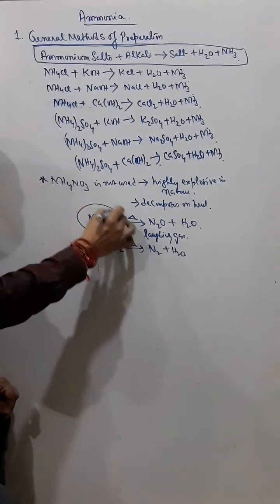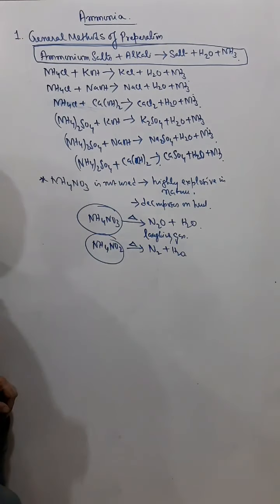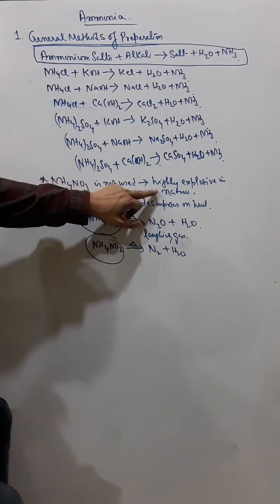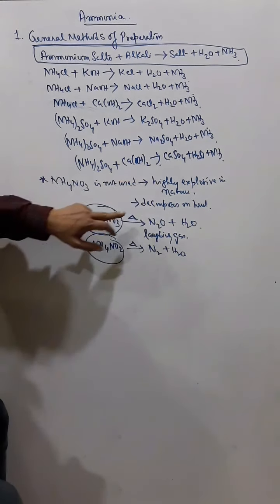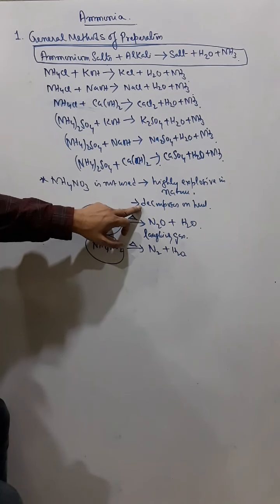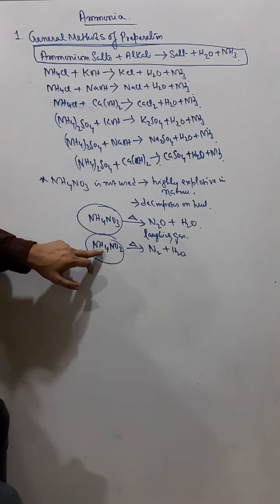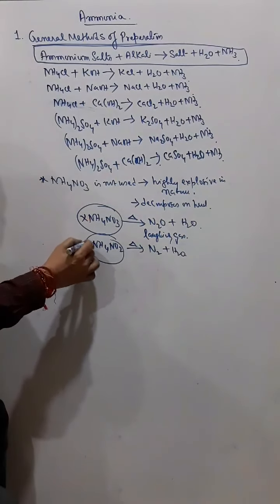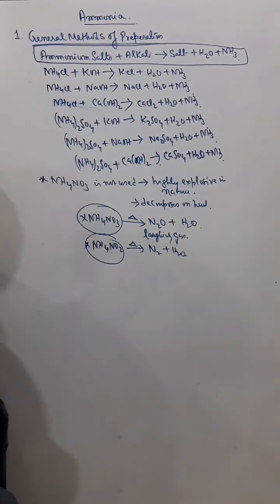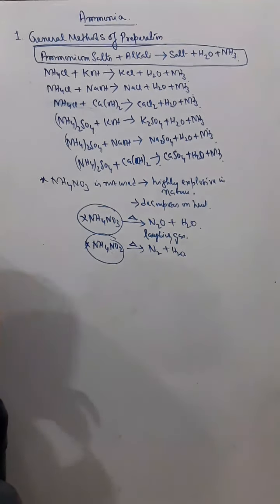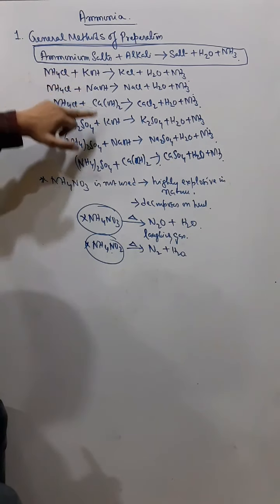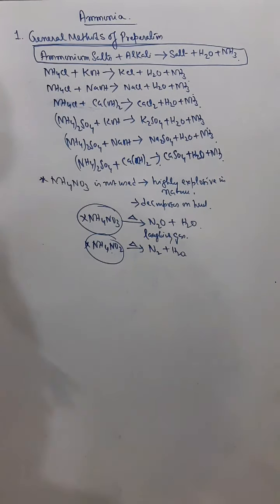So we can't take ammonium nitrate. There is also the problem that it is highly explosive in nature, so it is dangerous to use, and it also decomposes on heating. So we don't use ammonium nitrate, but we can use ammonium chloride, we can use ammonium sulfate, and we can use any of the alkalis. Okay, so this is the general method of preparation.